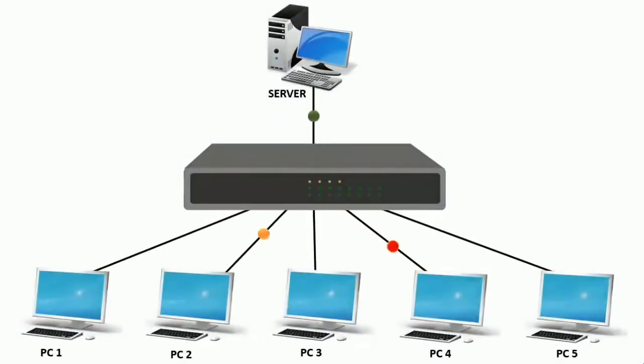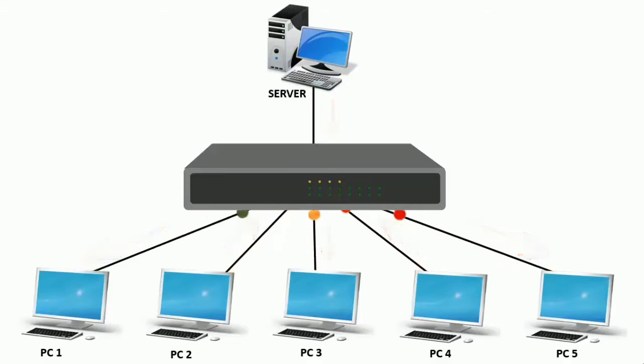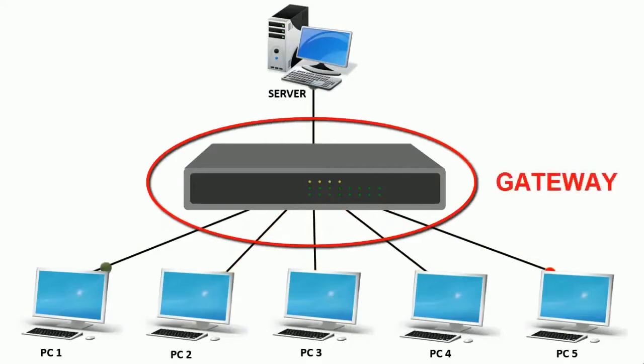In this scenario, the server is sending data to PC1. This data will first enter this switch. After that, it will reach PC1. Same like this, PC2 is sending data to PC3 and PC4 is sending data to PC5. And all this data travels through the centralized device, the switch. Like this, the switch is acting as a gateway that enables traffic to flow in and out of the network.